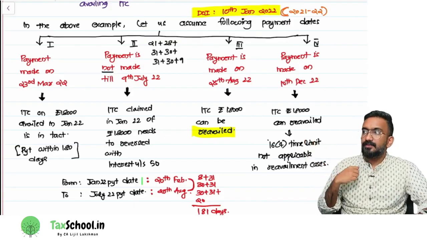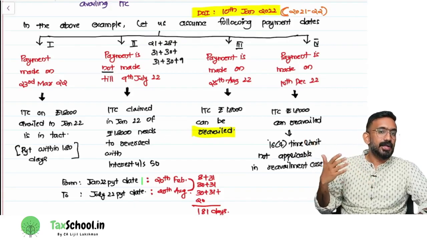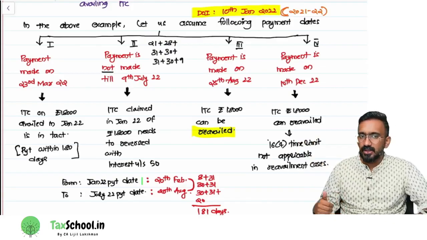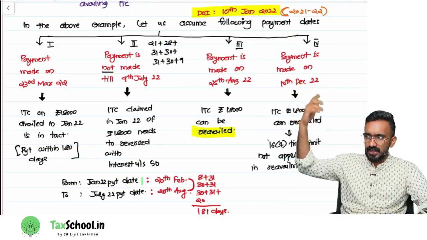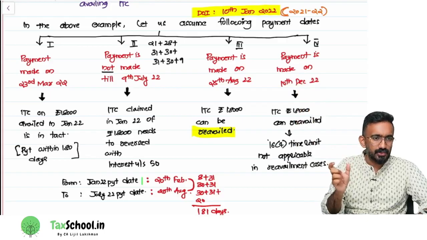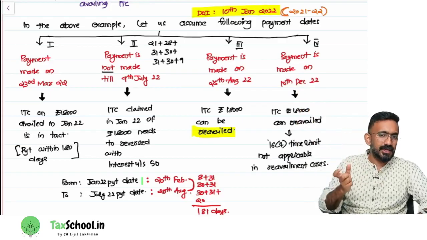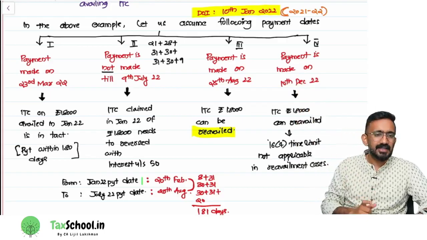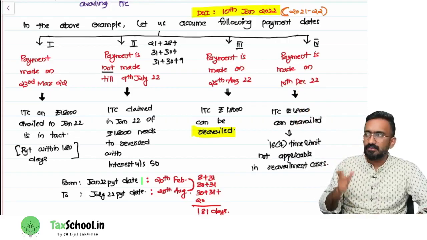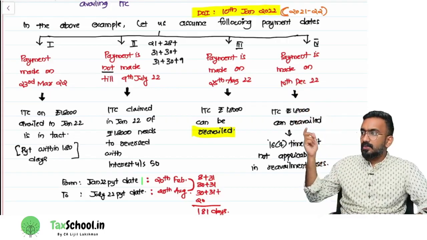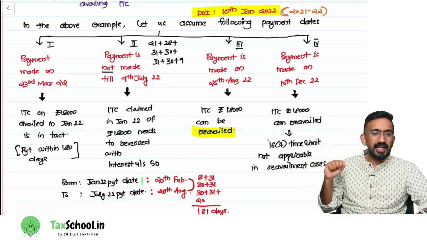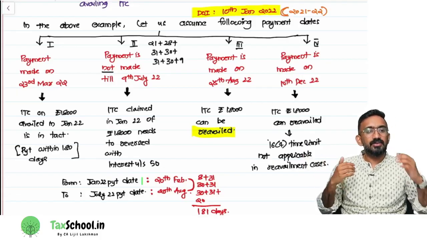Then, if payment is made on 10th December 2022, what is special about 10th December 2022? Look at the invoice date. Invoice date is 10th Jan 2022, which belongs to 21/22. The last date of availing ITC happened to be 30th of November 2022. Now, they have made the payment on 10th December, which is after 30th November. Will they have a problem with the time limit for availing ITC?